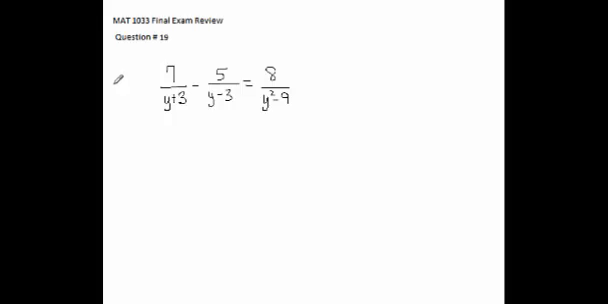We need a common denominator. We find the LCD by factoring the denominators, and then we're going to use that to clear the fractions. We can do this because we have an equation. The y plus 3, not factorable, y minus 3, not factorable, but y squared minus 9 is the difference of two squares. So it will factor into y plus 3, y minus 3.